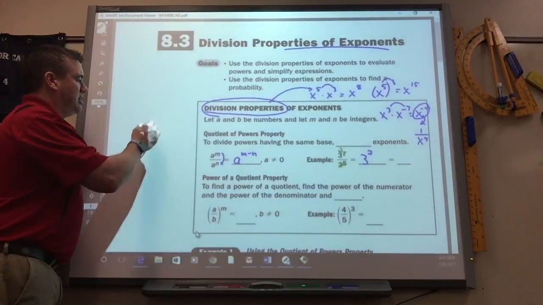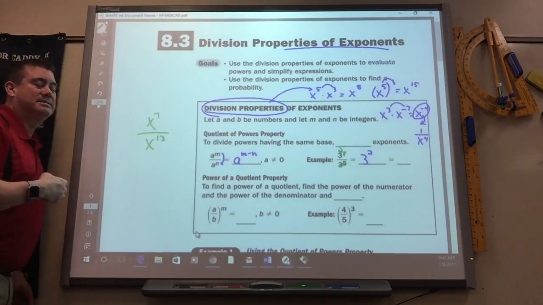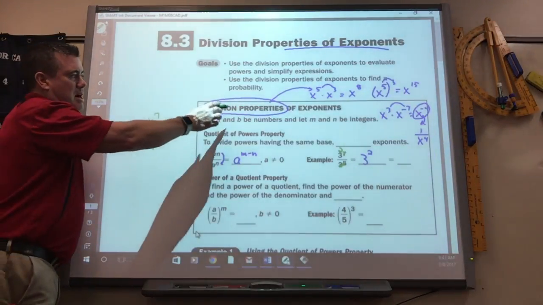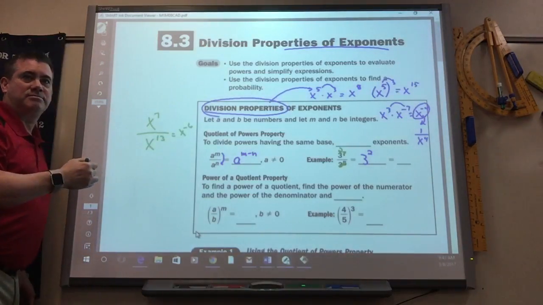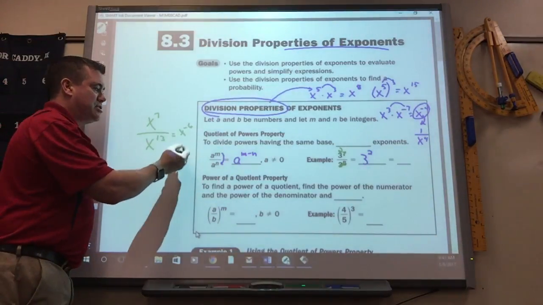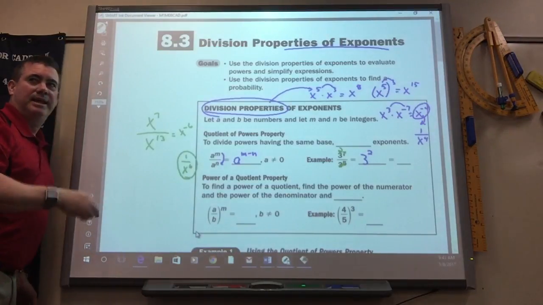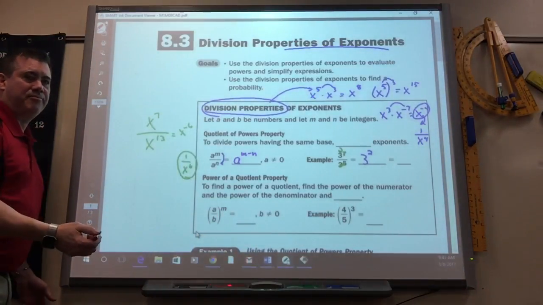If you had something like this, okay, they're the same base. So if you use this property, 7 minus 13 is negative 6, right? And then you've got to change it. It'd be 1 over x to the 6th. If you use the canceling idea, it saves you a step.